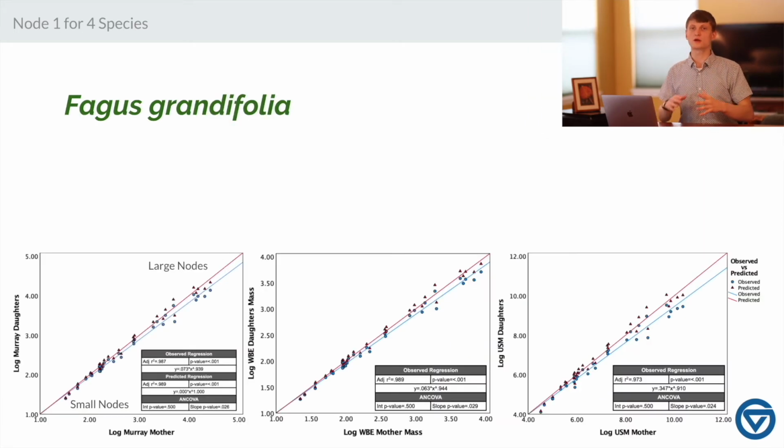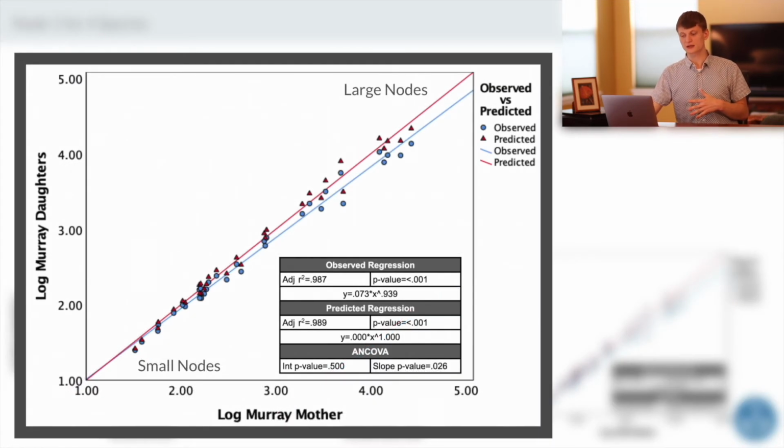So, jumping into our results. First thing I wanted to direct your attention to is this chart here on the left. You can see on the x-axis we have the log Murray mothers, and on the y-axis we have the log Murray daughters. All the charts are going to be set up that way, and that means that the smaller nodes are going to be to the bottom left, and the larger nodes are going to be to the top right. And you can see that we have the blue line and the blue circles there, which are our observed, and the red line and the red triangles, which are our predicted.